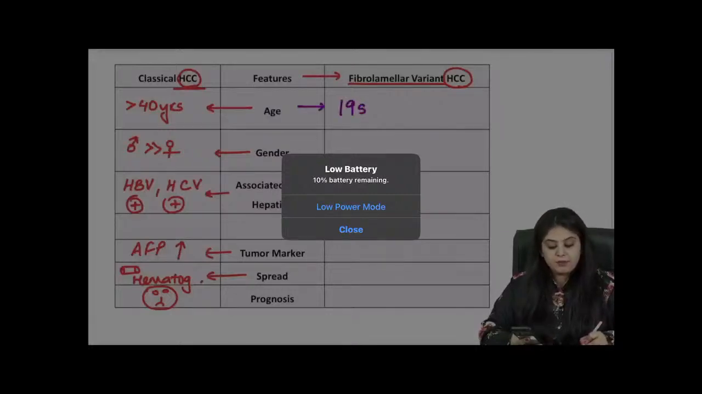Conventional HCC is associated with hepatitis B and C. What is the tumor marker? Everyone knows, alpha fetoprotein is elevated. How is the spread? It is via blood vessels, meaning it is going to be hematogenous. And how is the prognosis? Liver cancer patients hardly or very rarely survive, so the prognosis is very bad.